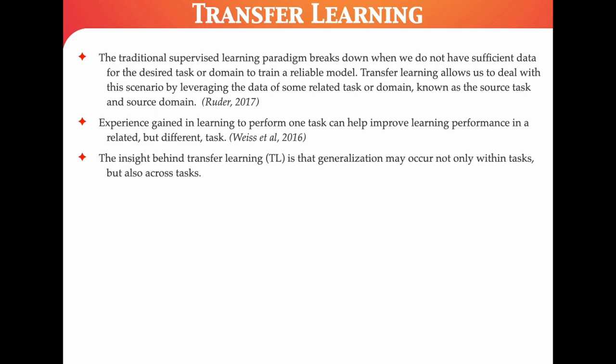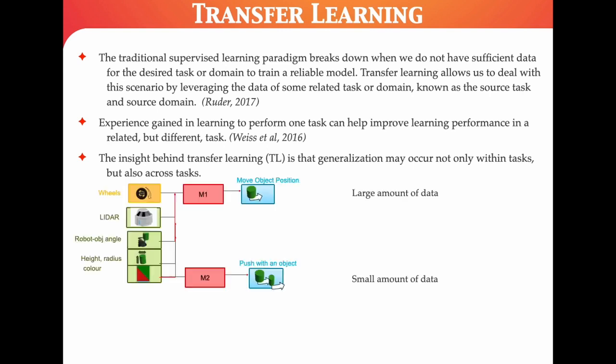The traditional supervised learning paradigm breaks down when we do not have sufficient data for the desired task or domain to train a reliable model. Transfer learning allows us to deal with this scenario by leveraging the data of some related task or domain, known as the source task and source domain. The experience gained in learning to perform one task can help improve learning performance in a related but different task. The insight behind transfer learning is that generalization may occur not only within tasks but also across tasks.